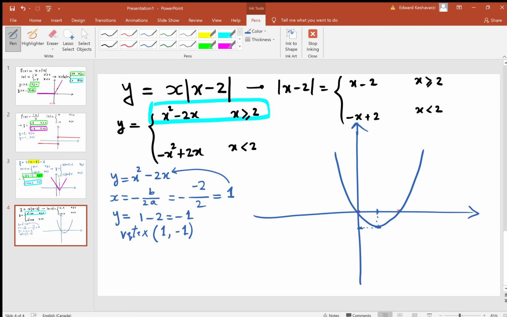So where is x equals 2? Because the restriction says we need to keep x larger than or equal to 2. Let me sketch the gray line, x equals 2. So 2 is here. This is x equals 2. Since the restriction x larger than or equal to 2 indicates the right side of this gray line, I need to keep the right side only. And then I'm going to erase the rest of that.